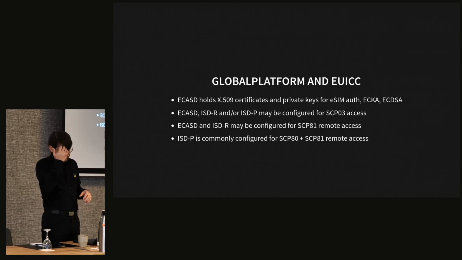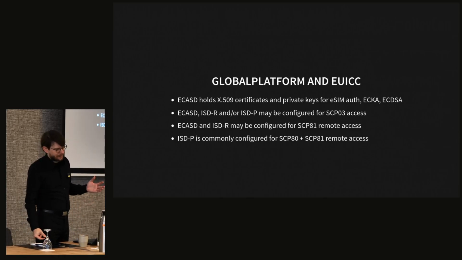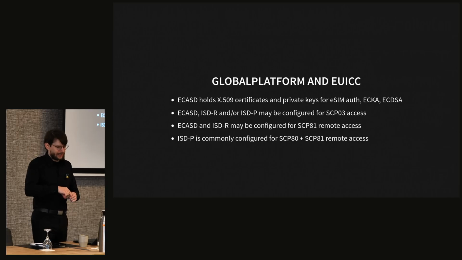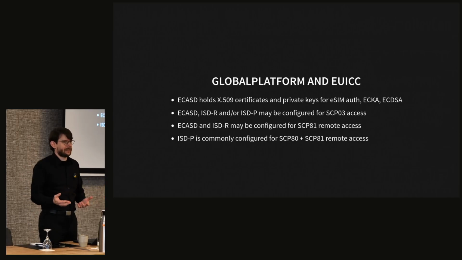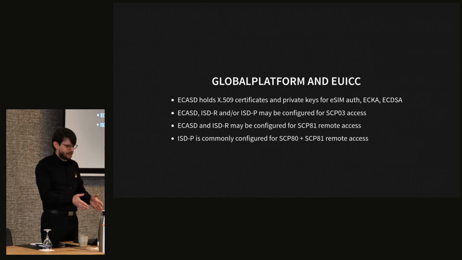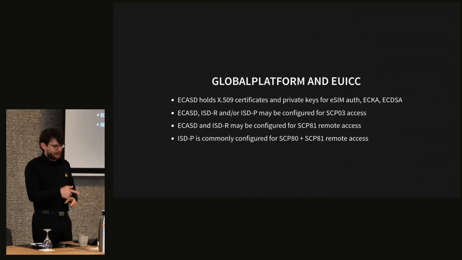The ECASD, ISDR, or ISDP may be configured for SCP03 access. It is not mandatory by the spec, but of course, eUICC specs say the card must support GlobalPlatform, and that means that the card issuer can, of course, enable or disable all of these features that GlobalPlatform has. So the normal remote access of how you download eSIMs into an eUICC doesn't need SCP03 or something like that. But you can enable it, and you can enable it also for the ISDR.